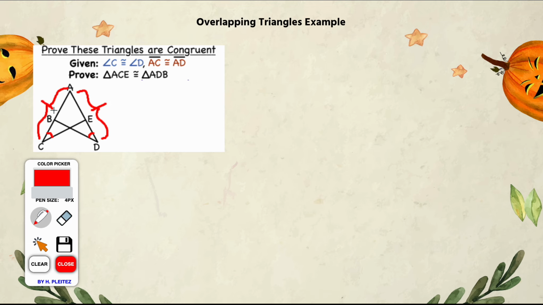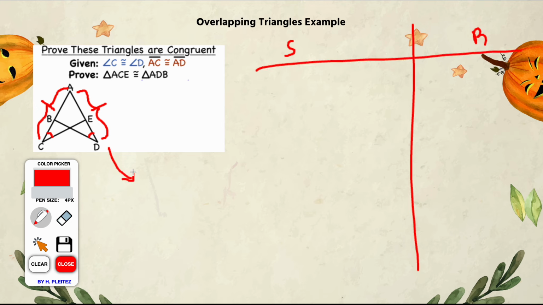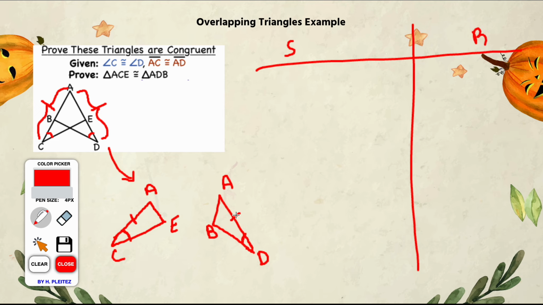So the first thing that I do, obviously we're going to write our statement and reason chart, but the first thing that I do when I see a diagram like this, my brain hurts. So I'm going to separate my triangles. So we have triangle AEC, and then we have triangle ABD. Now I did my best to make them look the same, but it doesn't really matter as long as you carry over the correct label. So here we want to make sure we're carrying over our congruent angles. We had angle C was congruent to angle D, and then we also had that AC was congruent to AD.